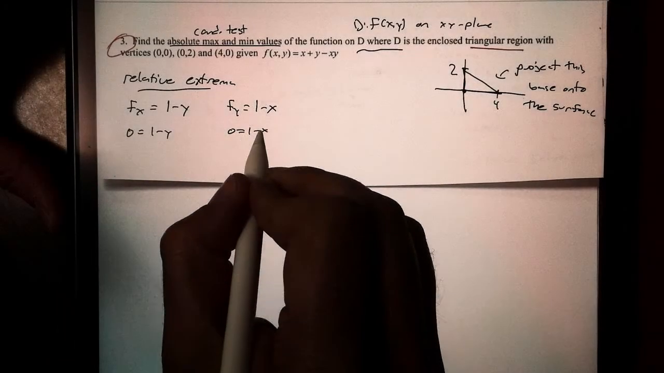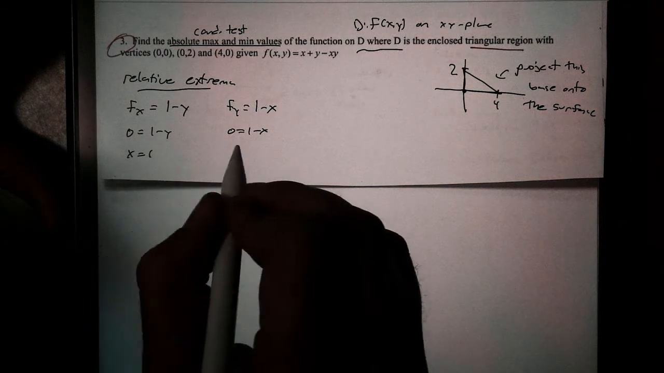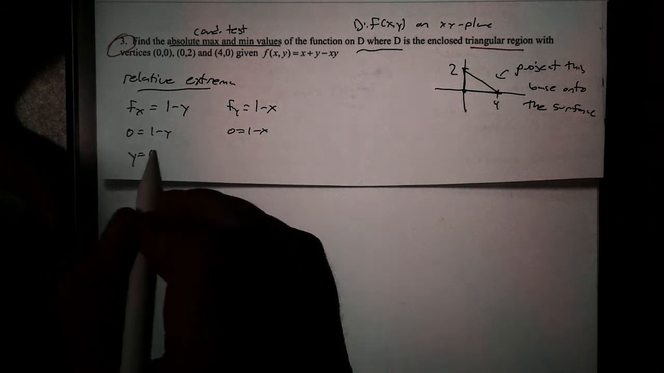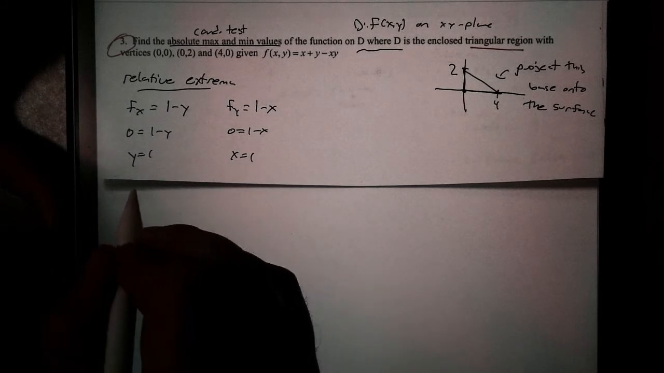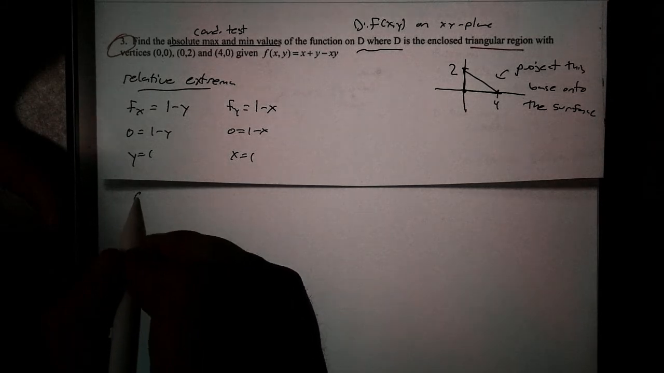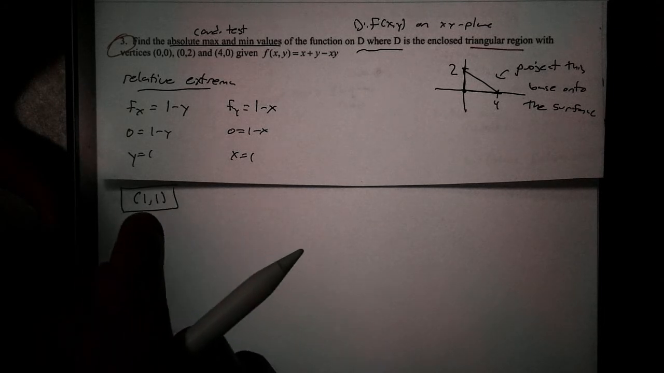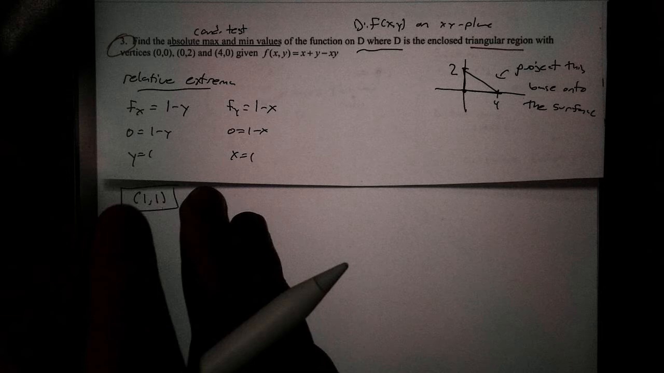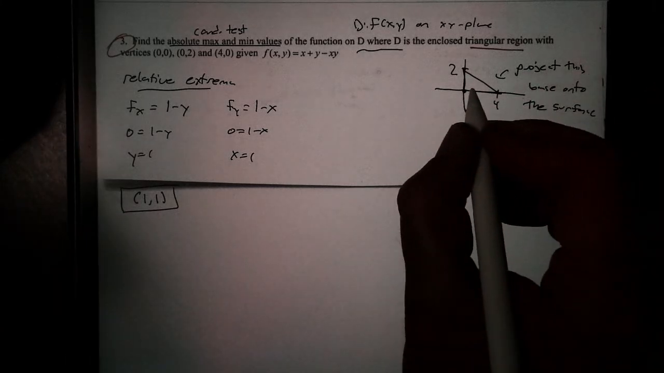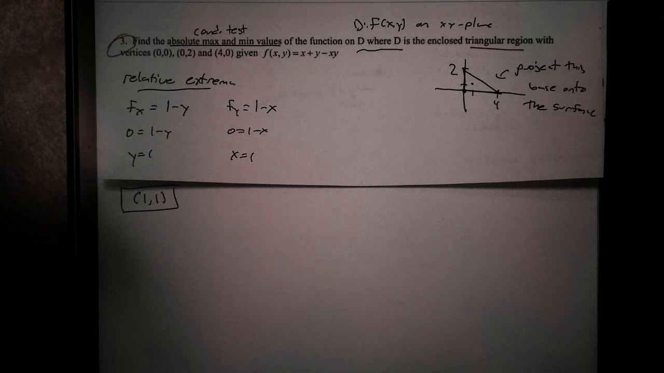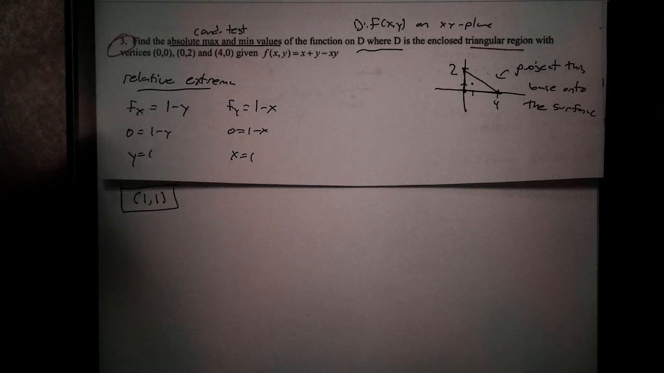Oh, this is nice. This turns out nice. So we get x equals 1. Whoops, sorry, that's y equals 1. Excuse me. We get y equals 1 and x equals 1. So my first possible candidate is going to be at the point (1, 1). So my first possible maximum or minimum value is at (1, 1). And I'm going to check, is that in my region? (1, 1), it is in my region, so it is a possibility.